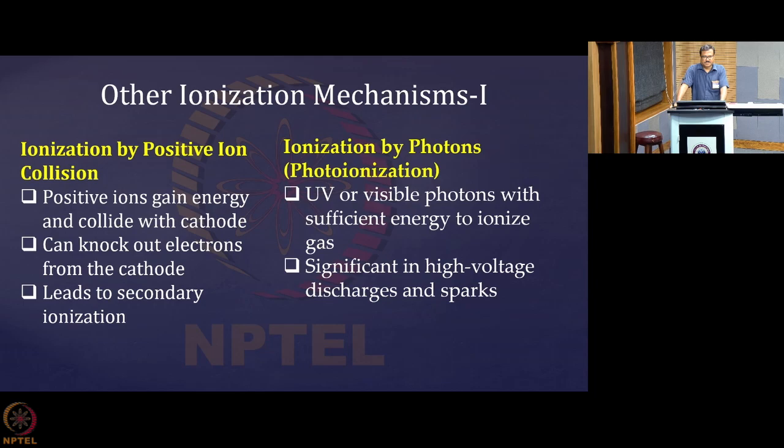Then ionization by photons, this photoionization specially occurs in the UV or visible region with sufficient energy to ionize the gas. They are significant in high voltage discharge and pulse. So apart from this Townsend mechanism, these are the other two mechanisms through which the electrons can be generated, and these electrons later on can participate in the breakdown process through the same mechanism like the Townsend avalanche process.